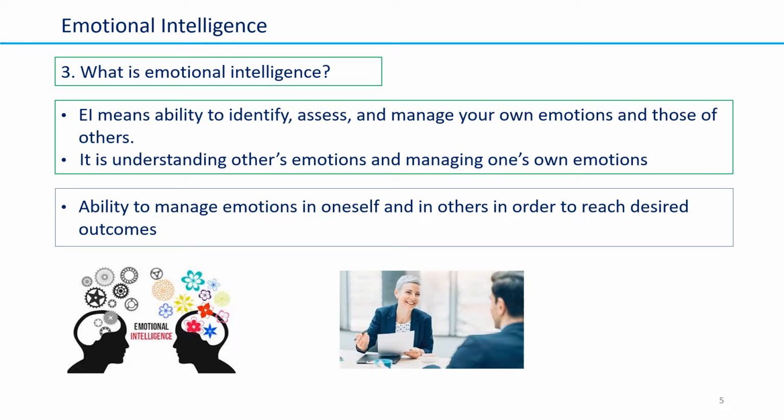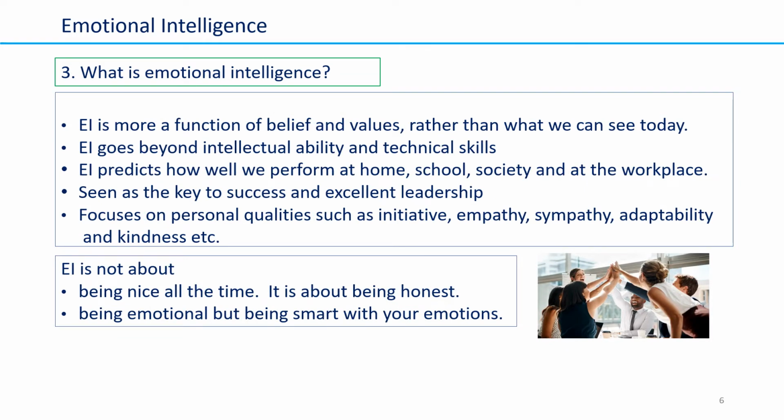So it is nothing but a simple way, your ability to manage emotions in yourself to get the desired outcome or the desired result. So it is most important how you manage your emotions based on understanding of others. Further, emotional intelligence is a function of belief and value, because every person has a different culture, different belief, different values, different perception, different attitude. So what we have observed today may not be available tomorrow. So you have to be very careful. It is different at different times, based on the situation and the personality of the people.